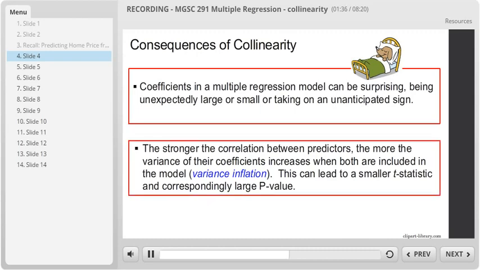Secondly, the stronger the correlation between predictors, the more the variance of their coefficients increases when both are included in the model. We call this variance inflation. The reason why this can be a problem is because it will lead to smaller test statistics, potentially increasing the p-value enough that it becomes statistically insignificant to the model.